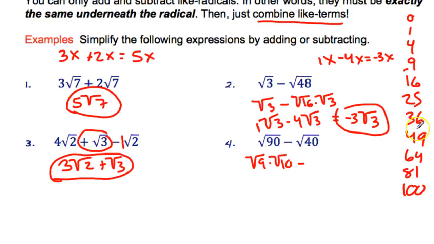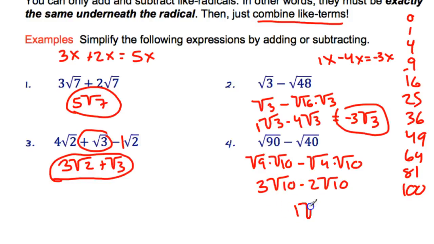40, we'll start there. What number goes into 40? Well, how about 4? Yeah, 4. 4 times 10 is 40. So radical 4 times radical 10. All right, they both have radical 10. Good. This simplifies to 3 radical 10 minus 2 radical 10. Then 3 minus 2 is just 1 radical 10. And if you have 1 radical 10, that's the same as just radical 10. There we go. Moving on.